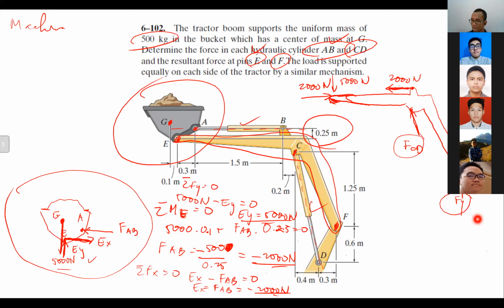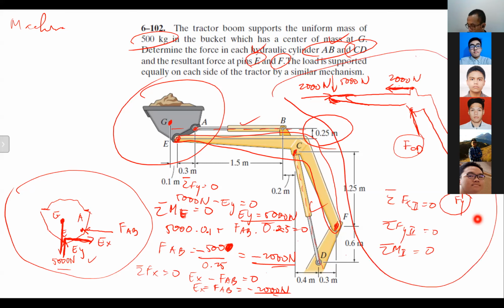How many equations do we have? 3. Okay. Sigma Fx 2 equal to 0. Sigma Fy 2 equal to 0. And sigma moment 2 equal to 0. Why did I put 2 there? Because that's our second free body diagram. This is our second free body diagram, and this is our first free body diagram.